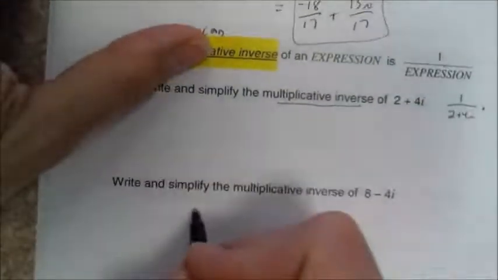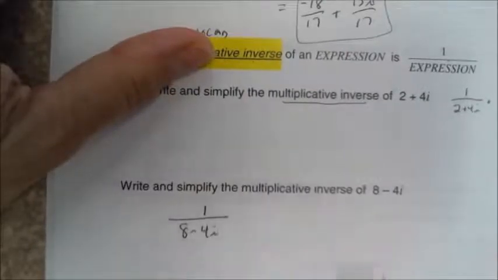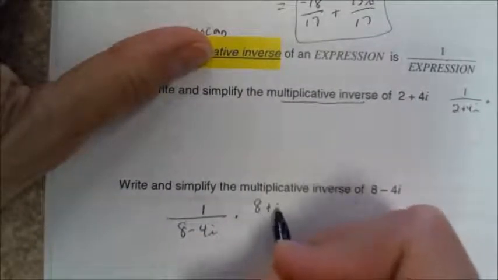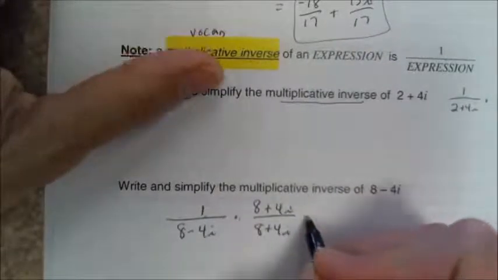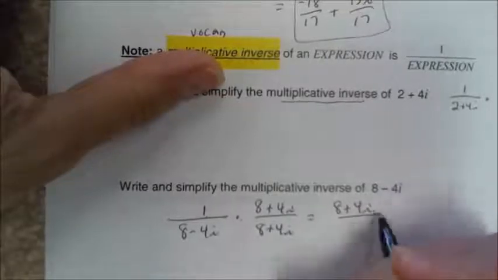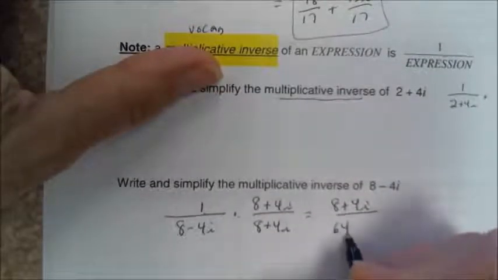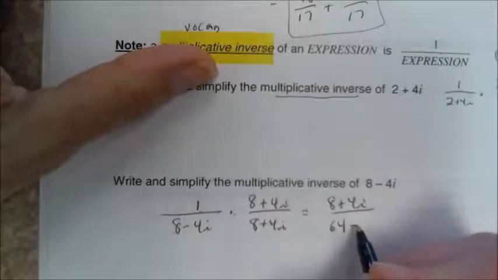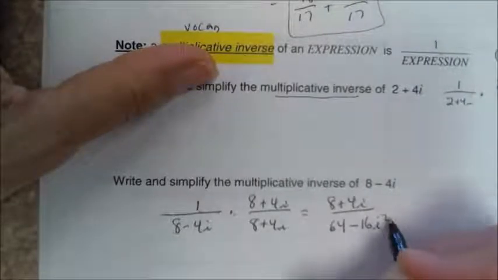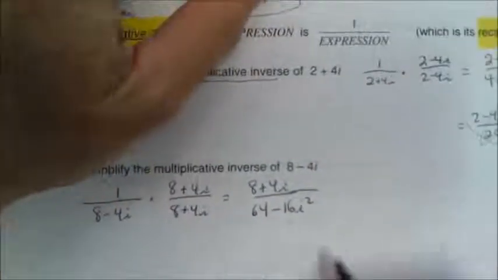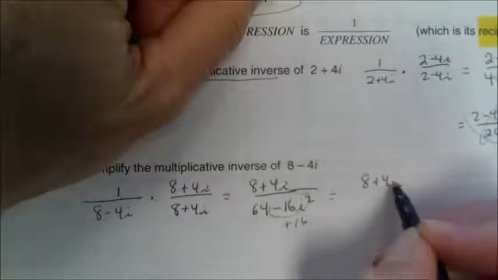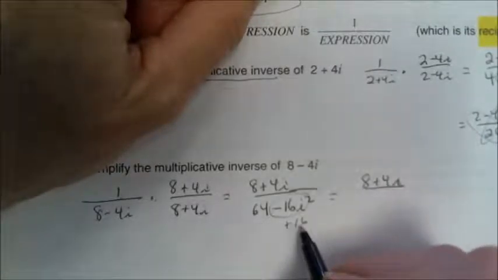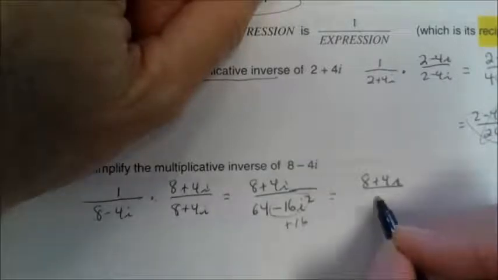And one more, let's do the multiplicative inverse of 8 minus 4i, which is just 1 over 8 minus 4i, multiplied by the conjugate of the denominator. 1 times 8 plus 4i is 8 plus 4i. On the bottom, 8 times 8 is 64. Negative times positive is negative. 4 times 4 is 16i squared. This becomes a positive 16, so we have 8 plus 4i all over 64 plus 16, which I believe is 80.